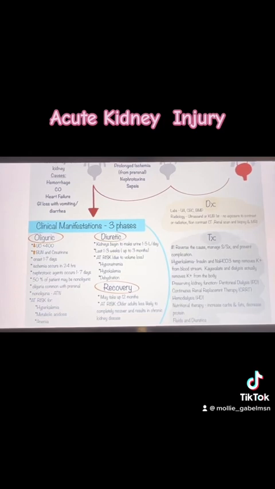But if it's a nephrotoxic agent, so you're having some type of reaction and it's killing off the nephrons and the glomerulus and hurting your kidneys, that may take a little longer, 1 to 7 days.